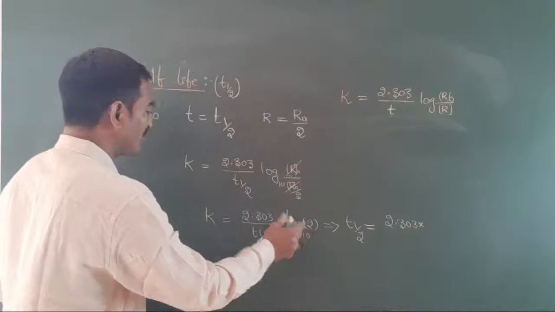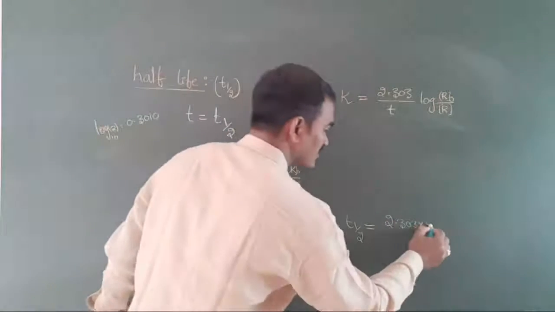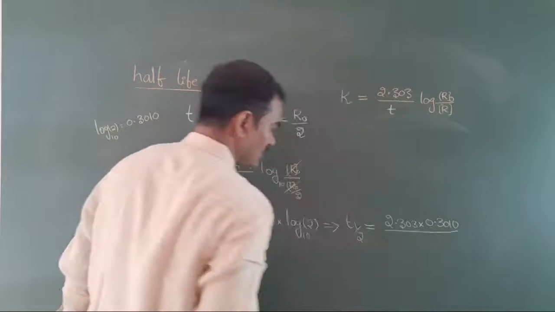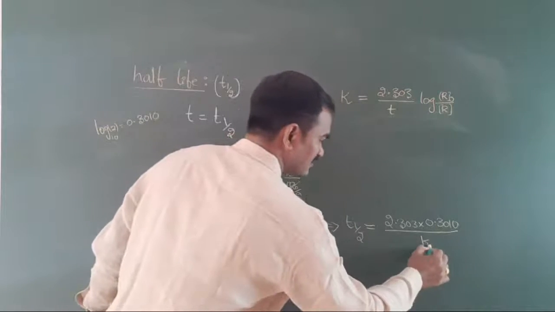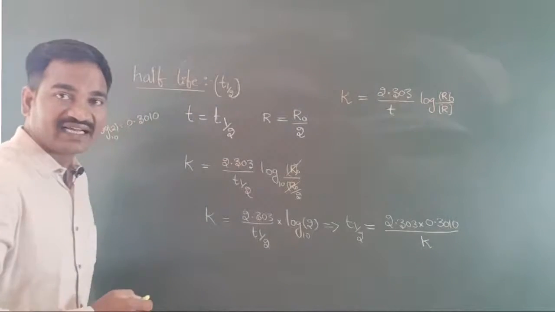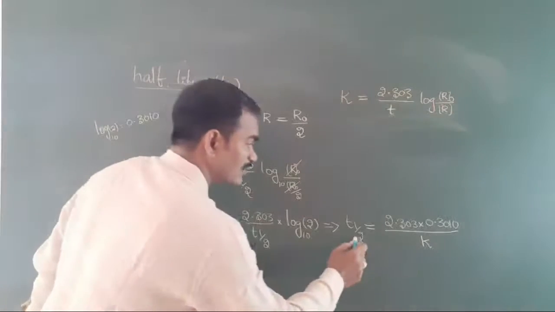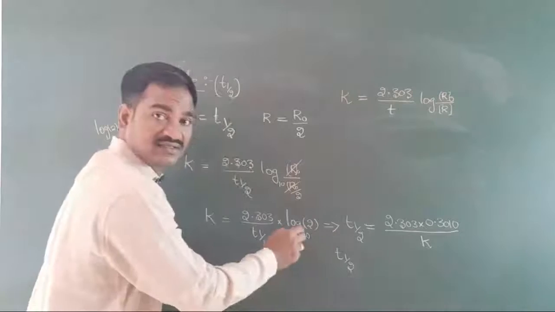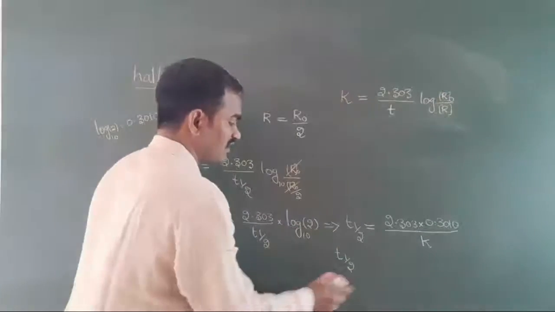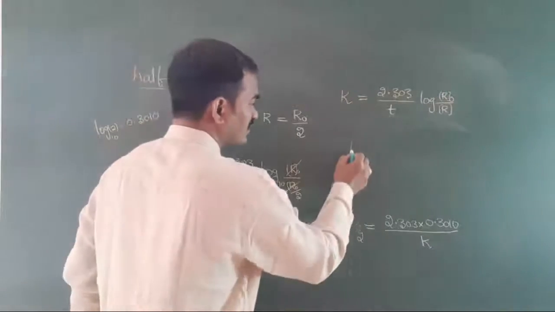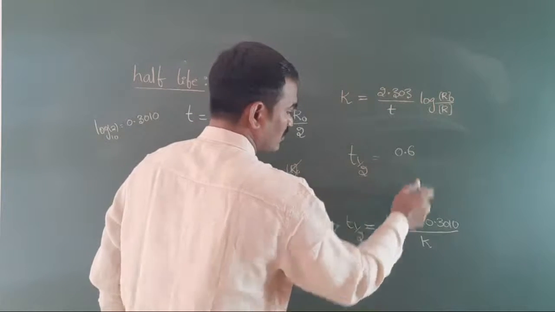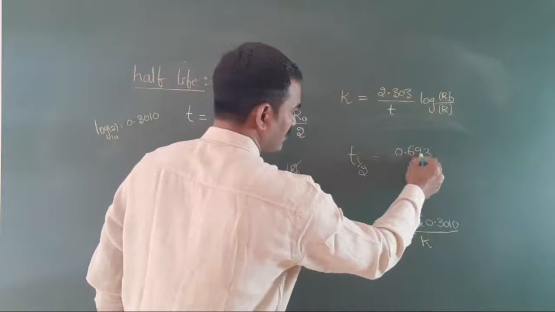So it's a value you know, divided by K. Okay, so final point. You see this t half. t half is equal to, or else I will write upside, that's better. t half is equal to 0.693 by K.